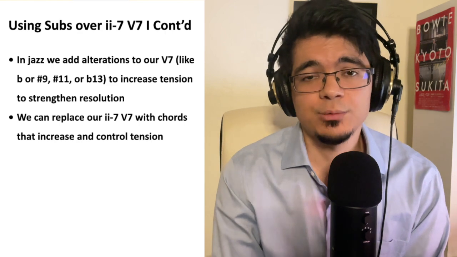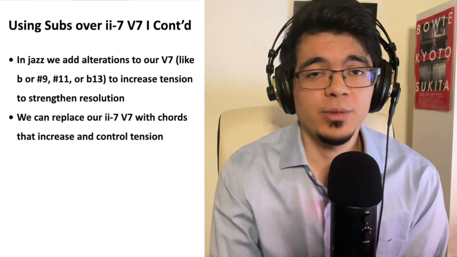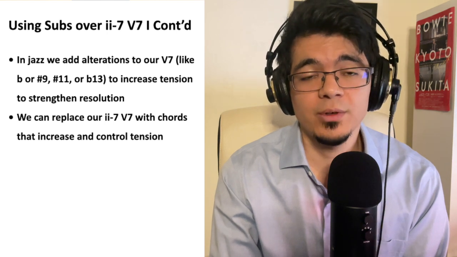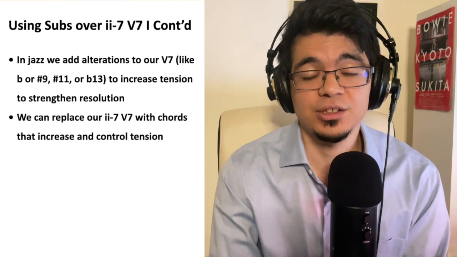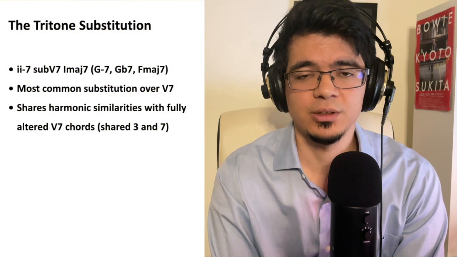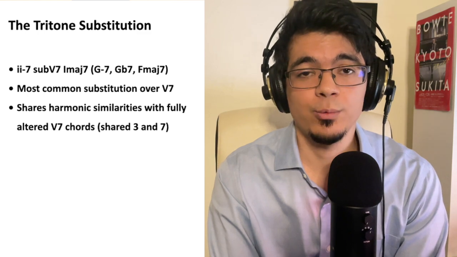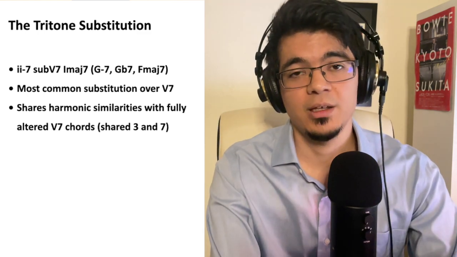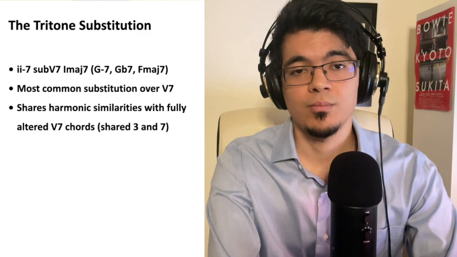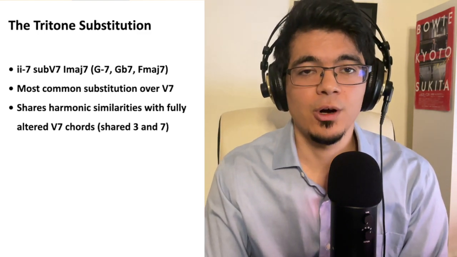If we simplify this relationship down to that of simply tension and resolution, we realize that we can replace our 2-5 with anything that adds tension to then be resolved as we move to our 1 chord. Probably the most common chord substitution in jazz music is what we know as a tritone substitution. We get a tritone substitution by replacing a chord with one of the same type a tritone away. This is most commonly applied over our 5 chord.